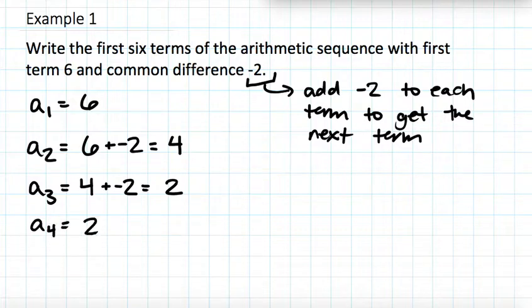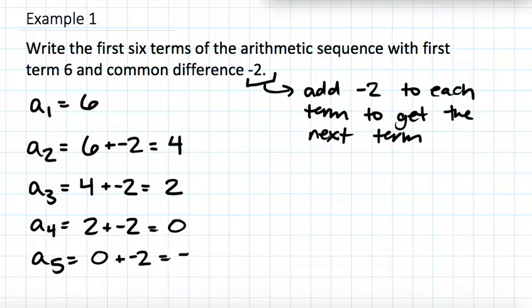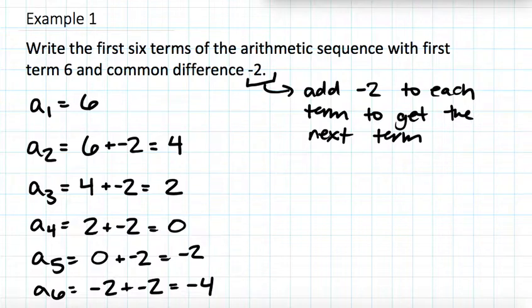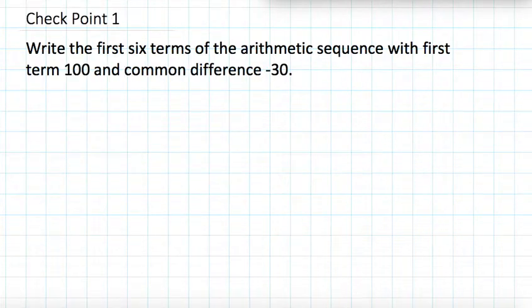So A4 would be 2 plus -2, which is 0. A5 would be 0 plus -2, which is -2, and A6 is going to be -2 plus -2, which is -4. So if I look at any two consecutive terms, I can see that they're all decreasing by 2. So next you should look at checkpoint problem number 1. Do this in your notes, check your answer, and then move on with the rest of the video.